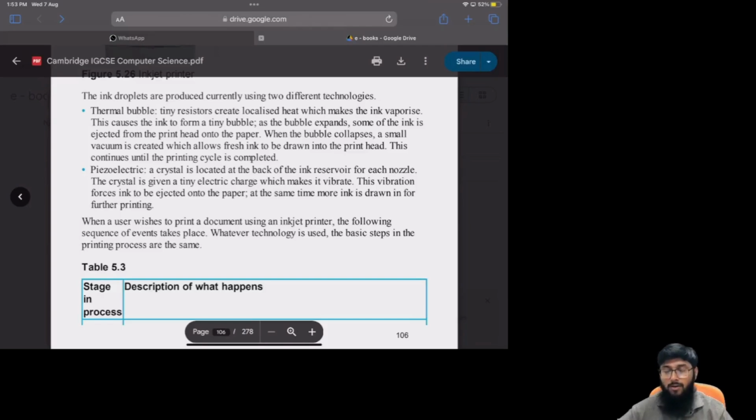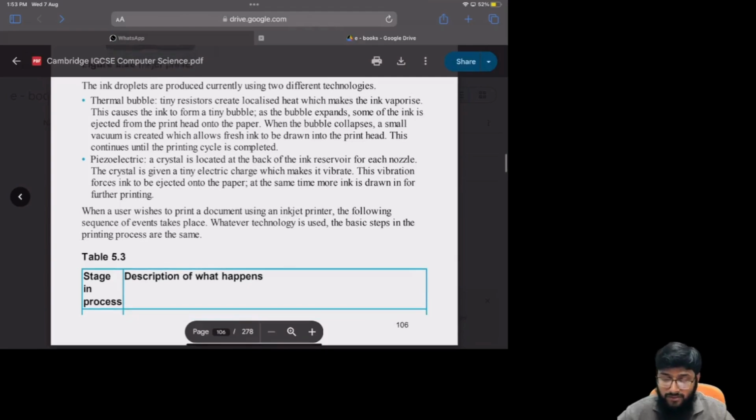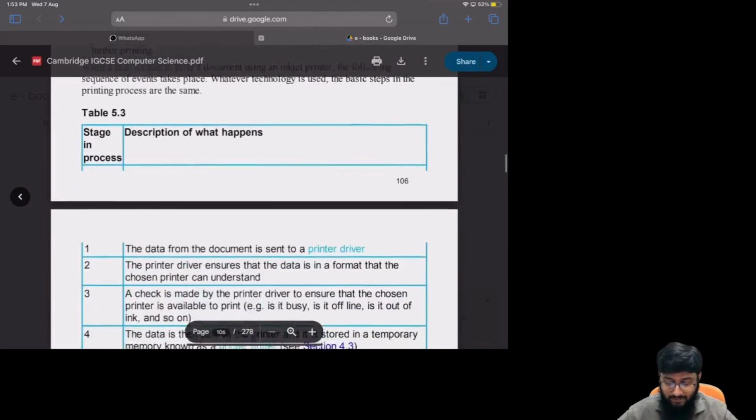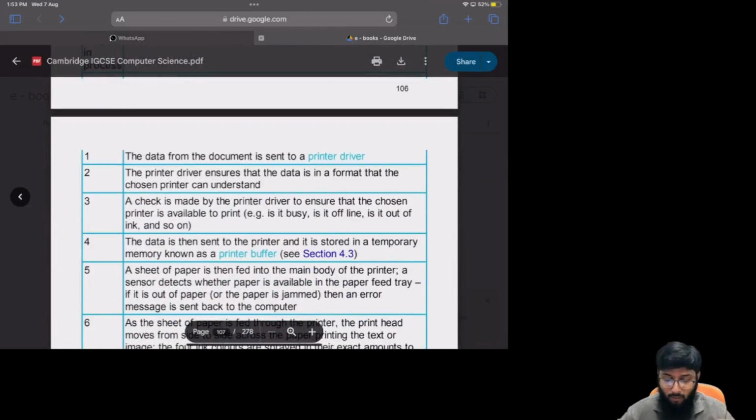Now let's see how an inkjet printer is printing a paper. Similarly, after the working of an inkjet printer, we will be learning about the working of a laser printer. The first 4 points for the inkjet as well as for the laser are the same. Now what are those first 4 points? Number one, the document is sent to the printer driver.